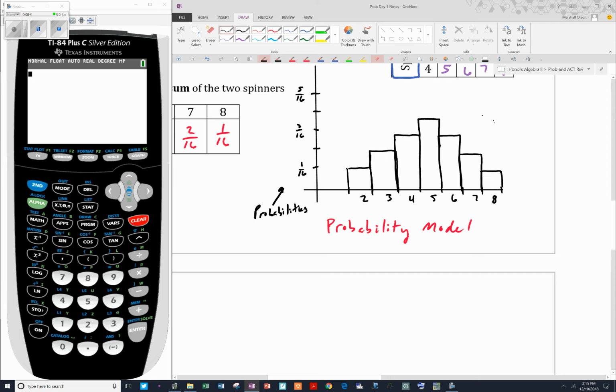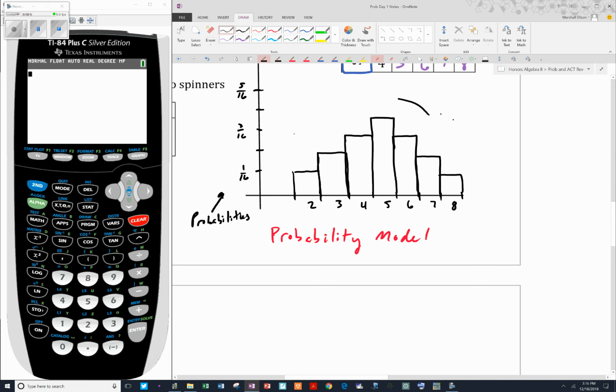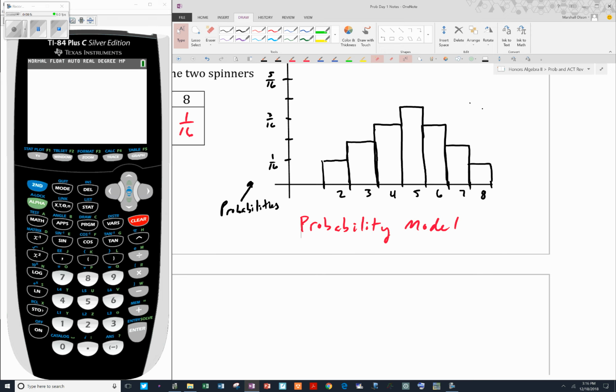But then this kind of shows you the distribution of those probabilities. Now it just shows us really something that we can see from the numbers right here, that the smallest and highest sums are least likely to happen, and the sum in the middle, that 5, is the most likely to happen. But here's a real nice visual way to represent that. That is your probability distribution right there, or probability model. Okay, call it either thing.